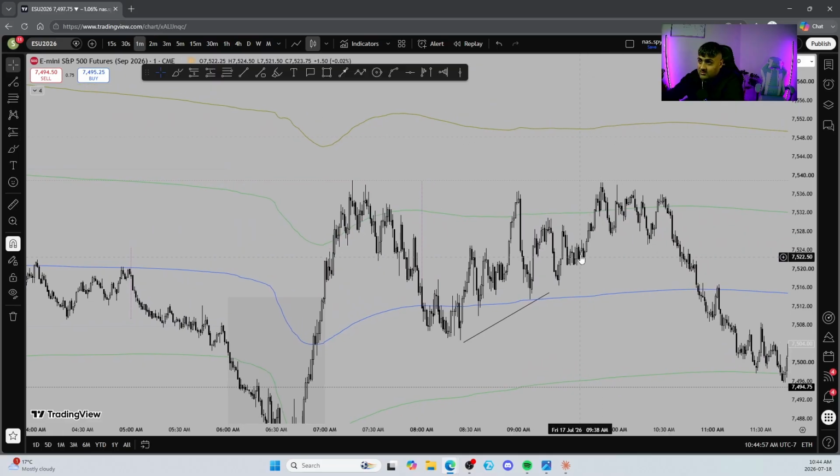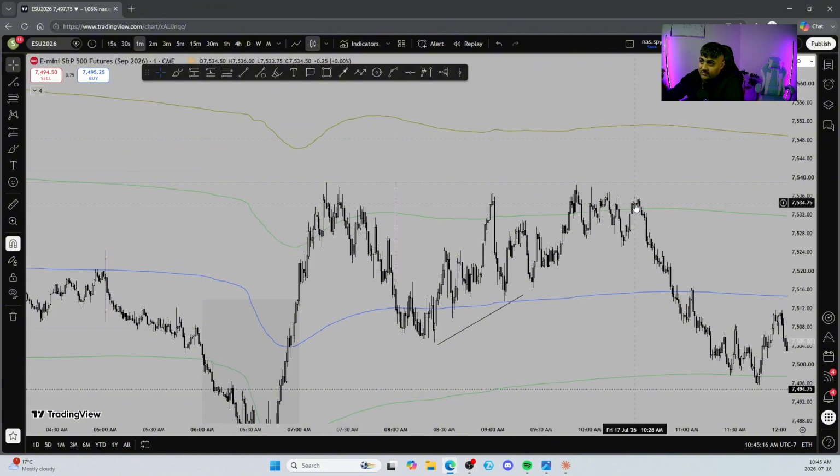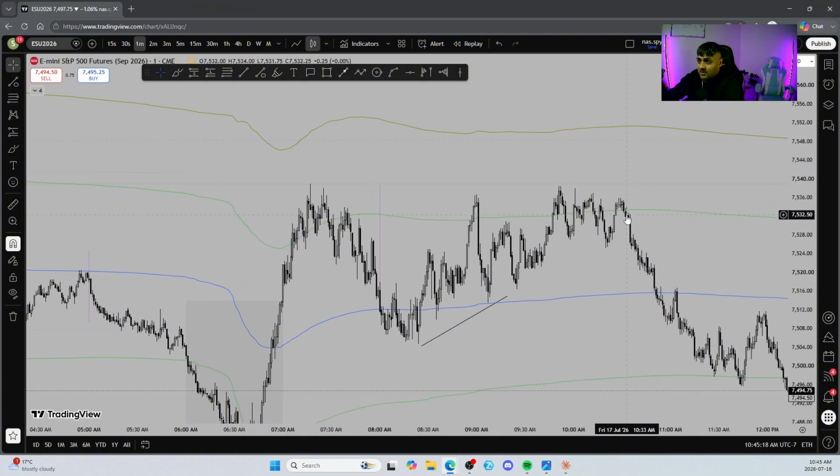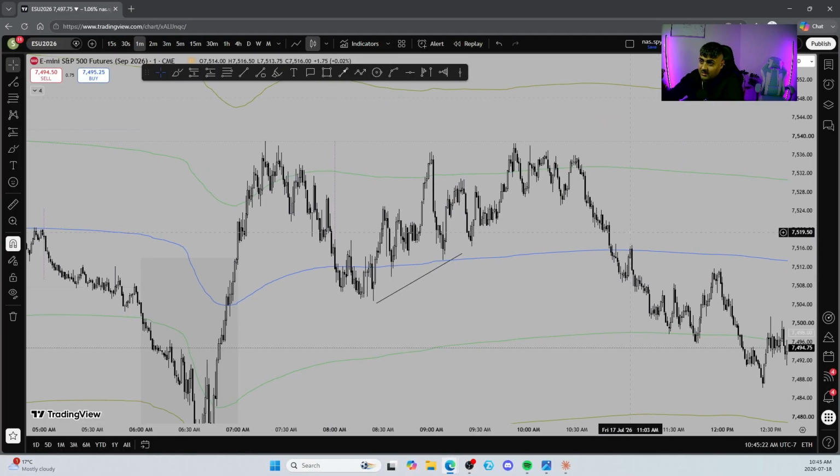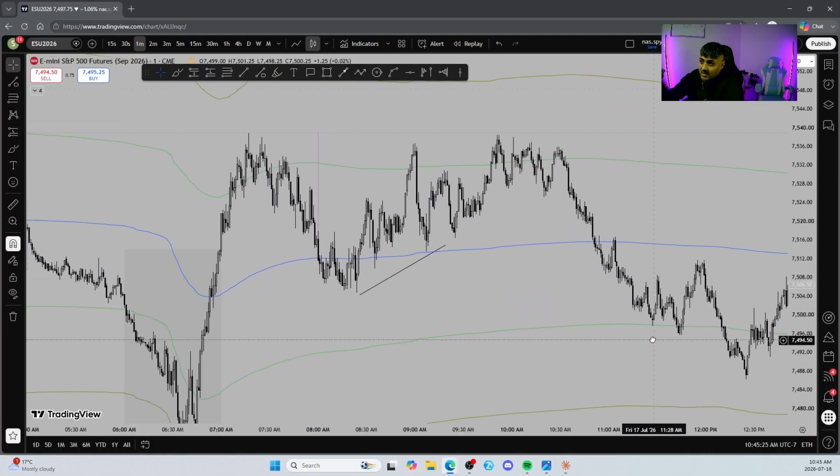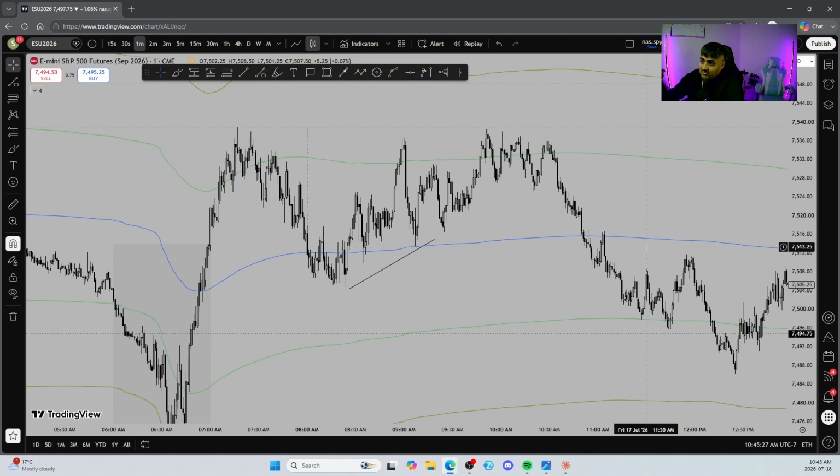Okay, now what happens? We test this first deviation once, twice, three times. We try breaking above. Look how many times we try breaking above the first deviation. We can't. We come below. We get below VWAP. We test VWAP again. Come down to -1 deviation. Try going up. Doesn't work.